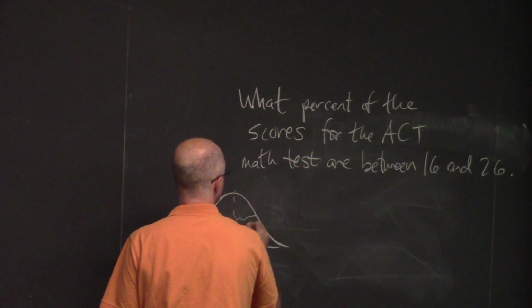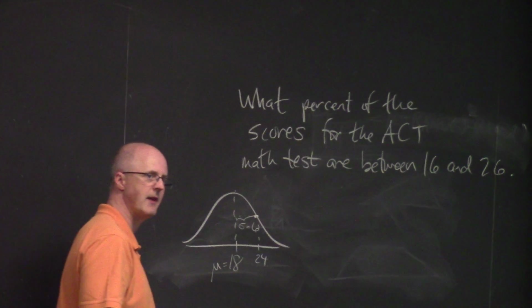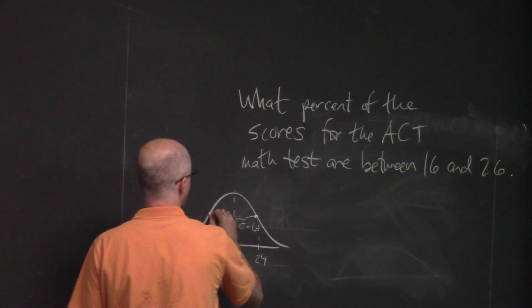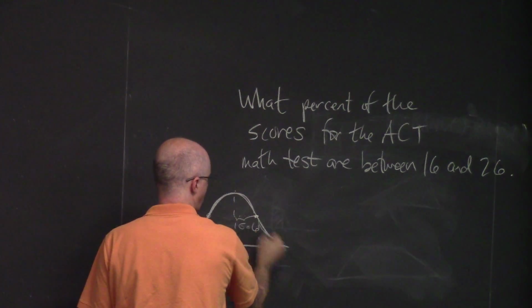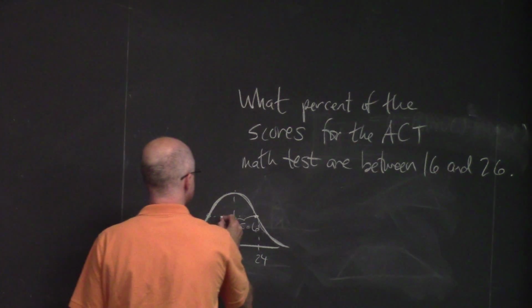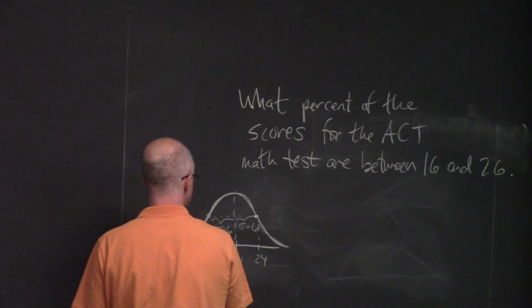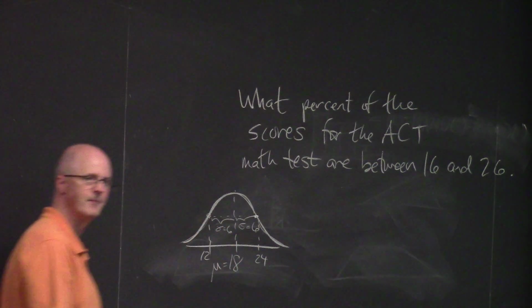Standard deviation, sigma, lowercase sigma is 6, so this is 24 here. Notice that this is an inflection point right there. The graph is changing from a frown to part of a smile on either side of the inflection points. This distance right here is also 6. And therefore, this is 12 right there.